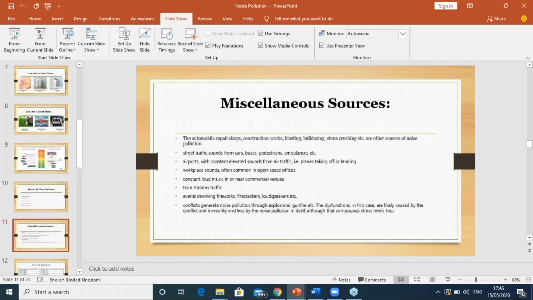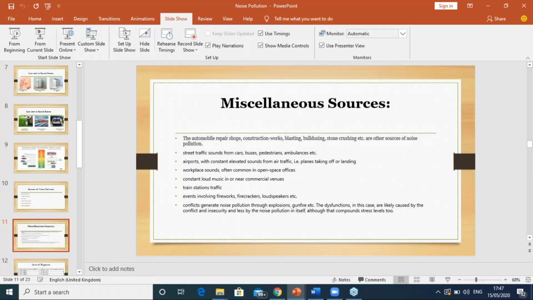Then we have miscellaneous sources like the automobile repair shop, construction. In a mechanic workshop, when he's done repairing the car, he has to try it out to see whether it's working, and that adds to the noise. In the construction site, bulldozing, blasting, stone crushing, all these are sources of noise pollution.